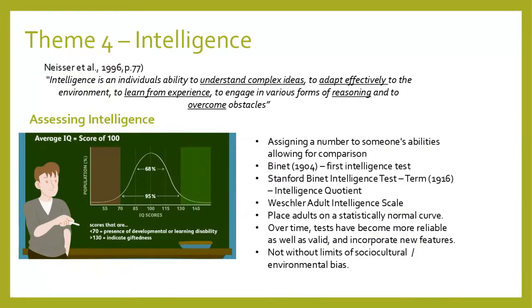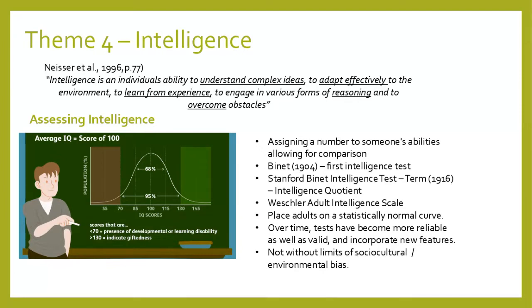So intelligence, as defined, is an individual's ability to understand complex ideas, to adapt effectively to the environment, to learn from experience, to engage in various forms of reasoning, and to overcome obstacles. Intelligence is quite a big definition, and it comprises multiple factors. So it's not a straight number, and I think we'll see that in the explanation here.